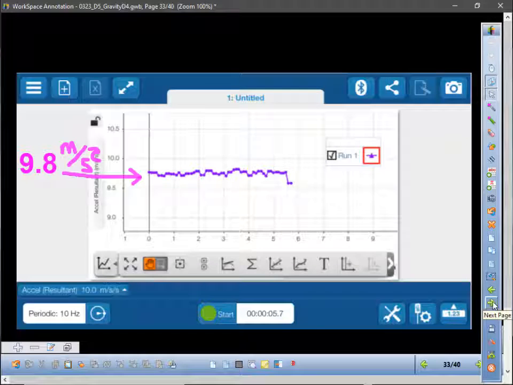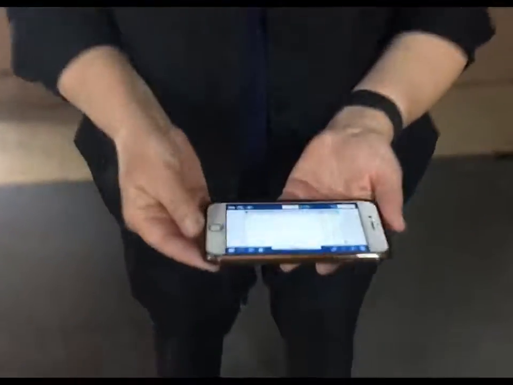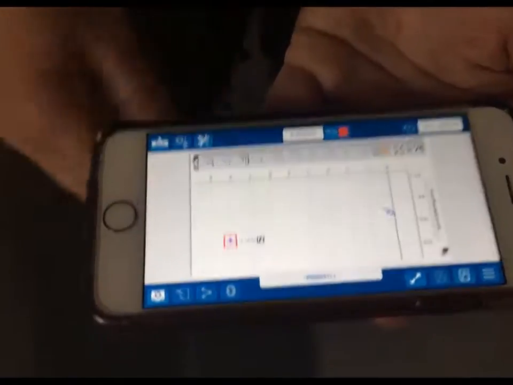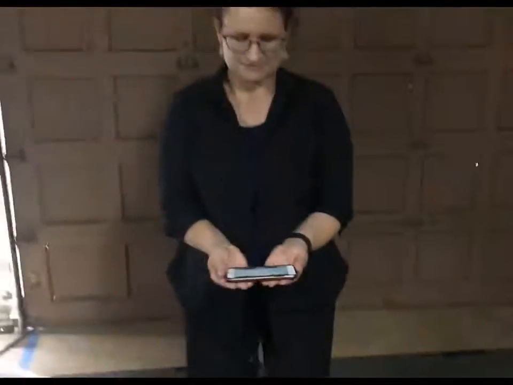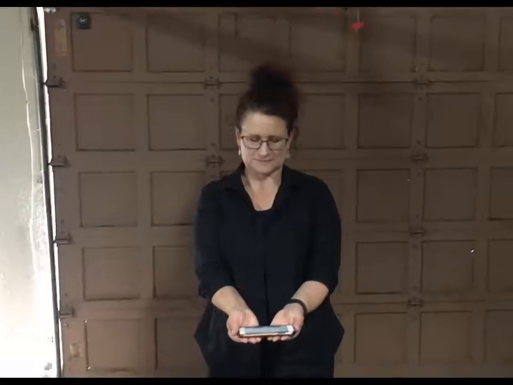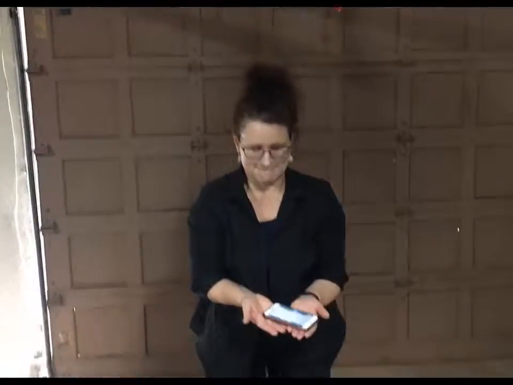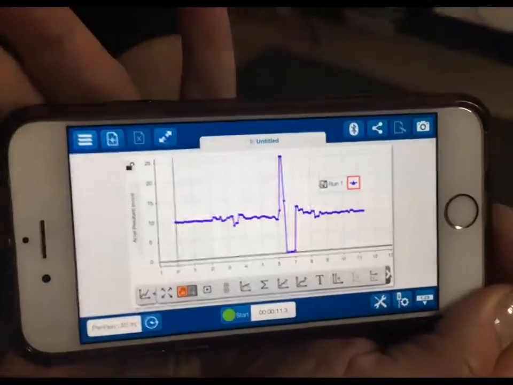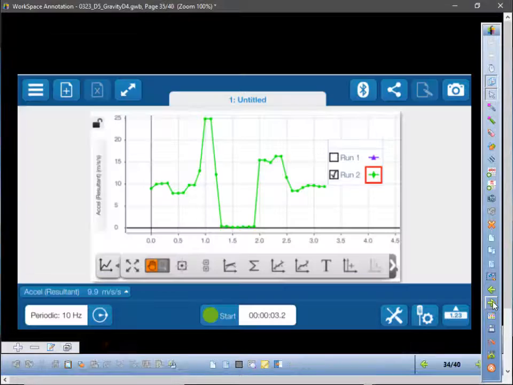So let me show you how to do this with a helper. This is Mrs. Colby from Blaker Kindred Junior High. She's going to help me out demonstrating what to do with your phone. All right, so you have the phone set up, and then you're going to hit Start. It'll start recording, and then you're going to carefully toss it up in the air and then catch it again. All right, and then go ahead and hit Stop. This is what you should have when you're done, a graph that looks something like this.